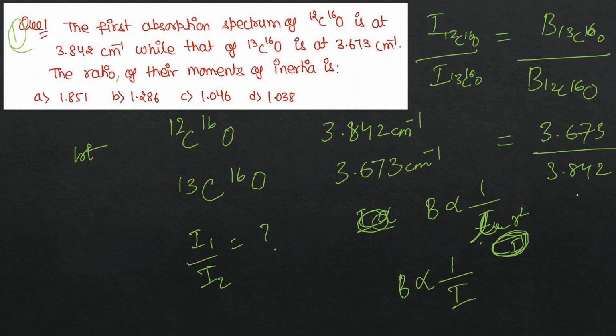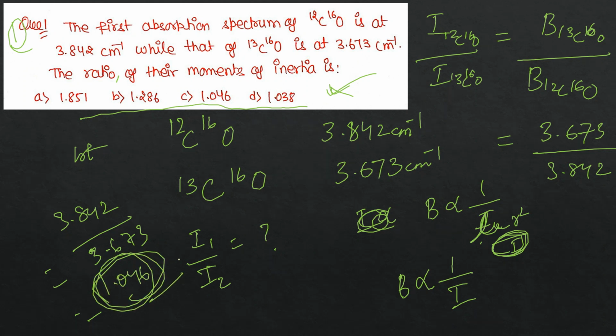3.842. Okay, there is one thing here, the ratio of the moments of inertia. So the answer is coming as 1 point something in the options. So I think you have to take the ratio the other way. Okay, like I13 by I12. I think this is a mistaken question, but anyway. So you should take it as 3.842 divided by 3.673. So the answer will come as, if you divide, 1.046. Okay.